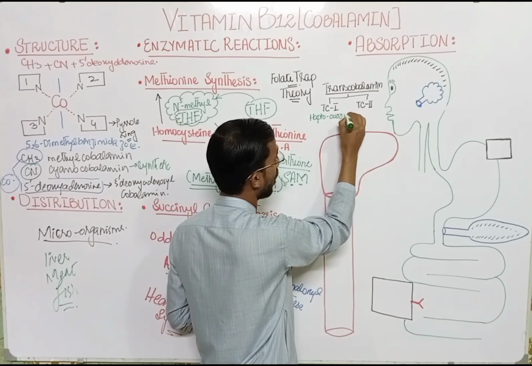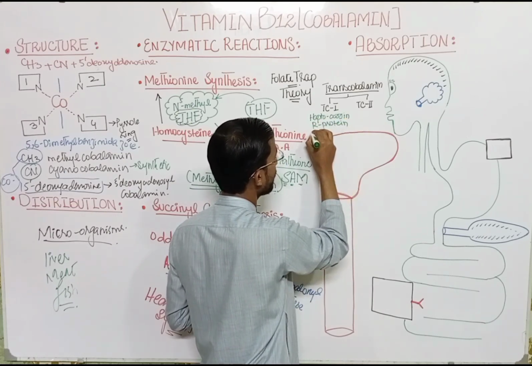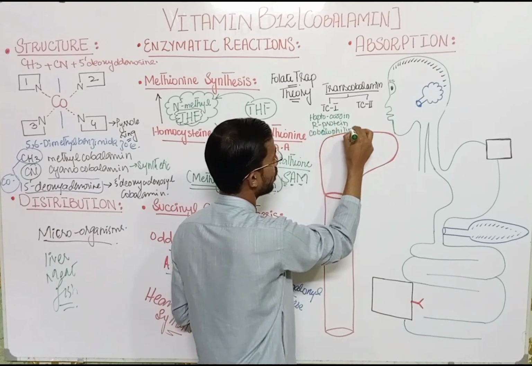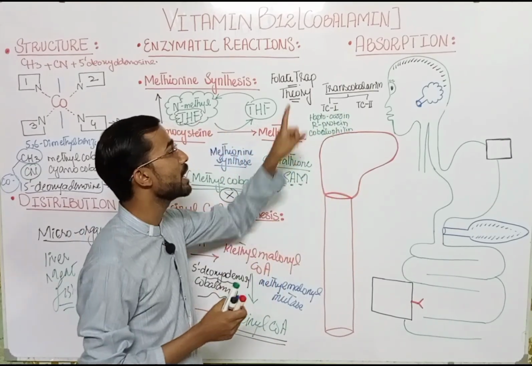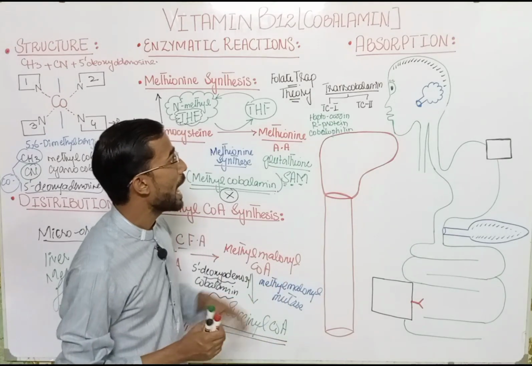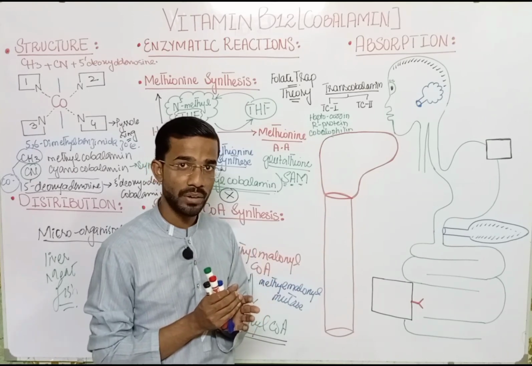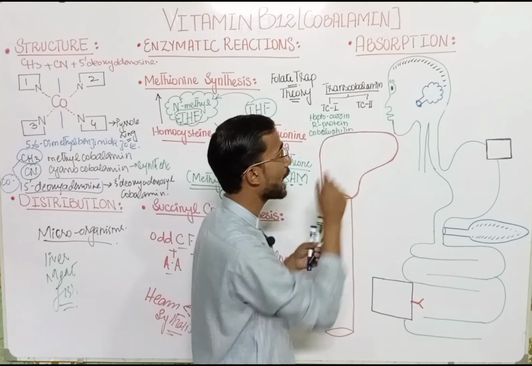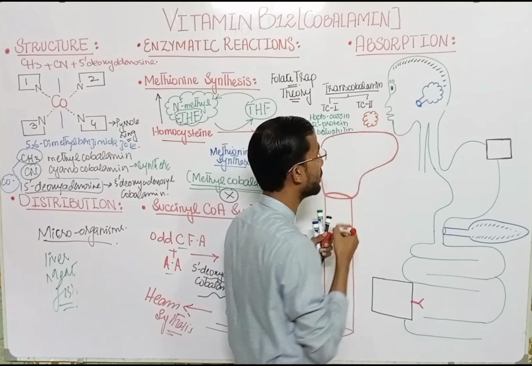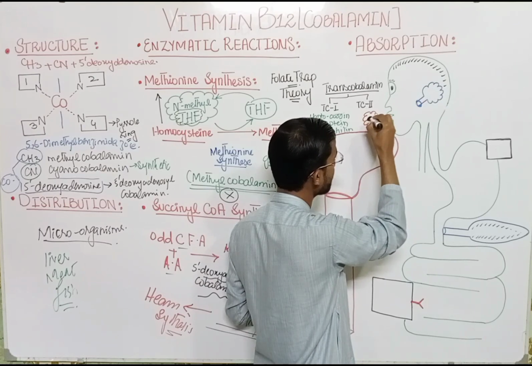Transcobalamin 1 is also called haptocorrin, or you can say R protein, or you can say cobalophilin. So these are basically the different names of transcobalamin 1. They transport the cobalamin in different situations. If you see here, this is a person, and this person takes a meal, and this meal has cobalamin.